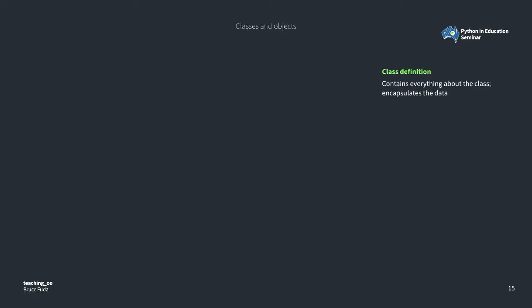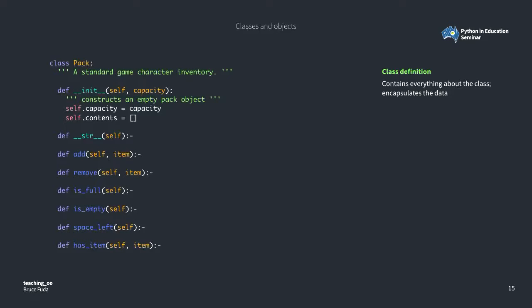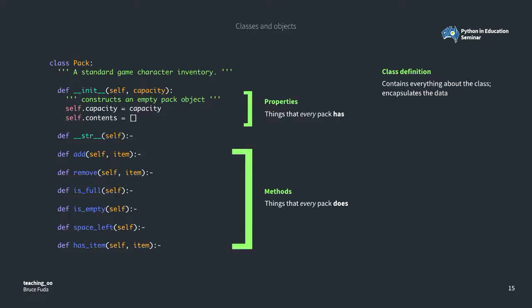So we would then walk through the process of developing a class definition, and we would explain to students what we're doing each step of the way. So here's an example class for our pack. It's got some properties, the things that every pack has, and it's got its methods, the things that every pack does. So that distinction is relatively easy to explain to students.